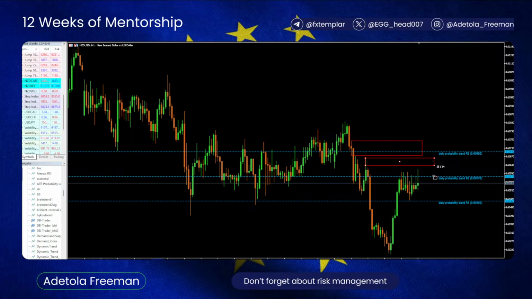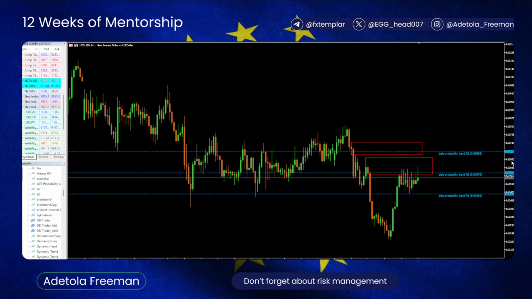And when you now look closer at what's going on, you see that we already have this supply zone that is aligning perfectly with the daily probability R2 band. All right, this is the second resistance level. So from here, what position are we looking for? We're expecting price to sell. Fantastic. All right, from this particular region.